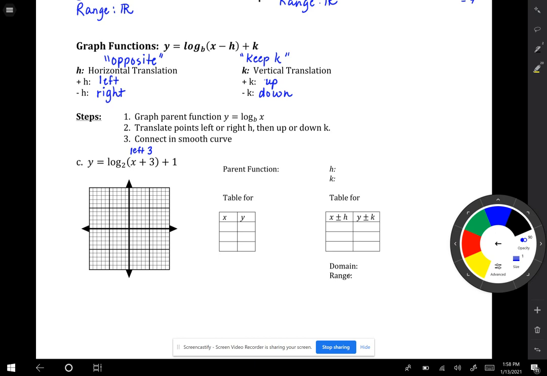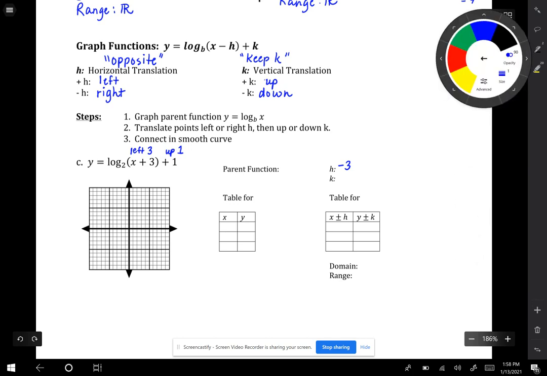The plus 1, you keep it, so up 1. So you just have to remember that. Just because you see x plus 3 doesn't mean you're going to move right. You're moving left 3, and therefore, since you're moving left, h is -3. So h is -3. K is 1.